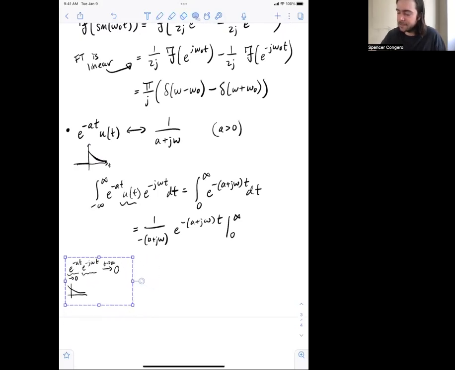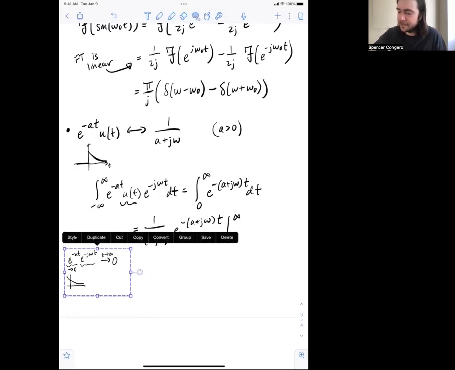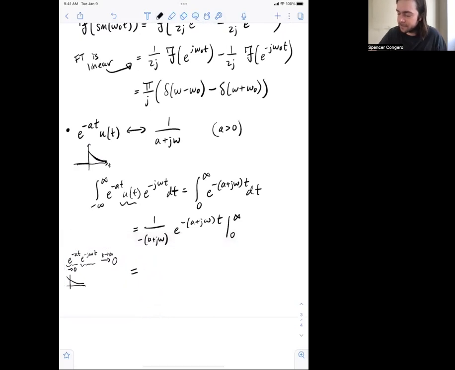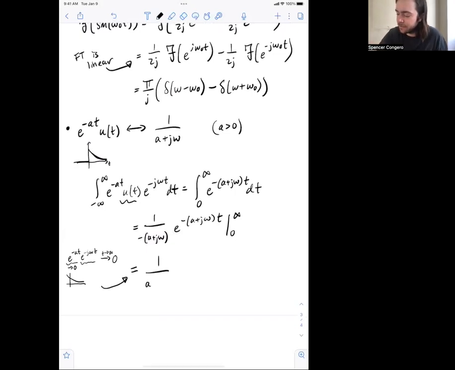So I'll keep this a little small to the side here. And what does that tell us? That tells us that when I plug in infinity, I'm going to get 0, and then minus what I get when I plug in 0, which is just 1. e to the 0 is 1. So that's going to cancel that minus because I'm subtracting what I get when I plug in 0. And I just end up with 1 over a plus j omega, which is what we wanted.